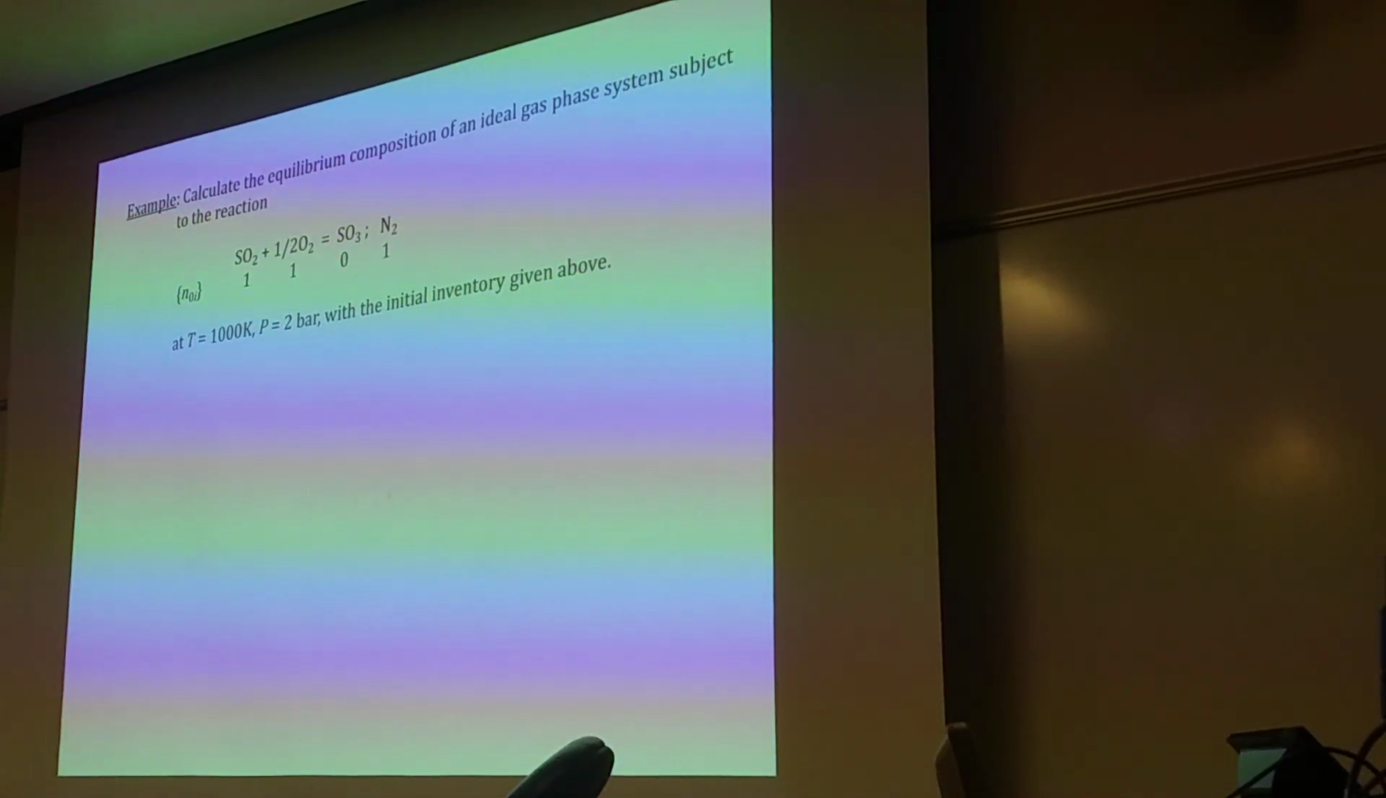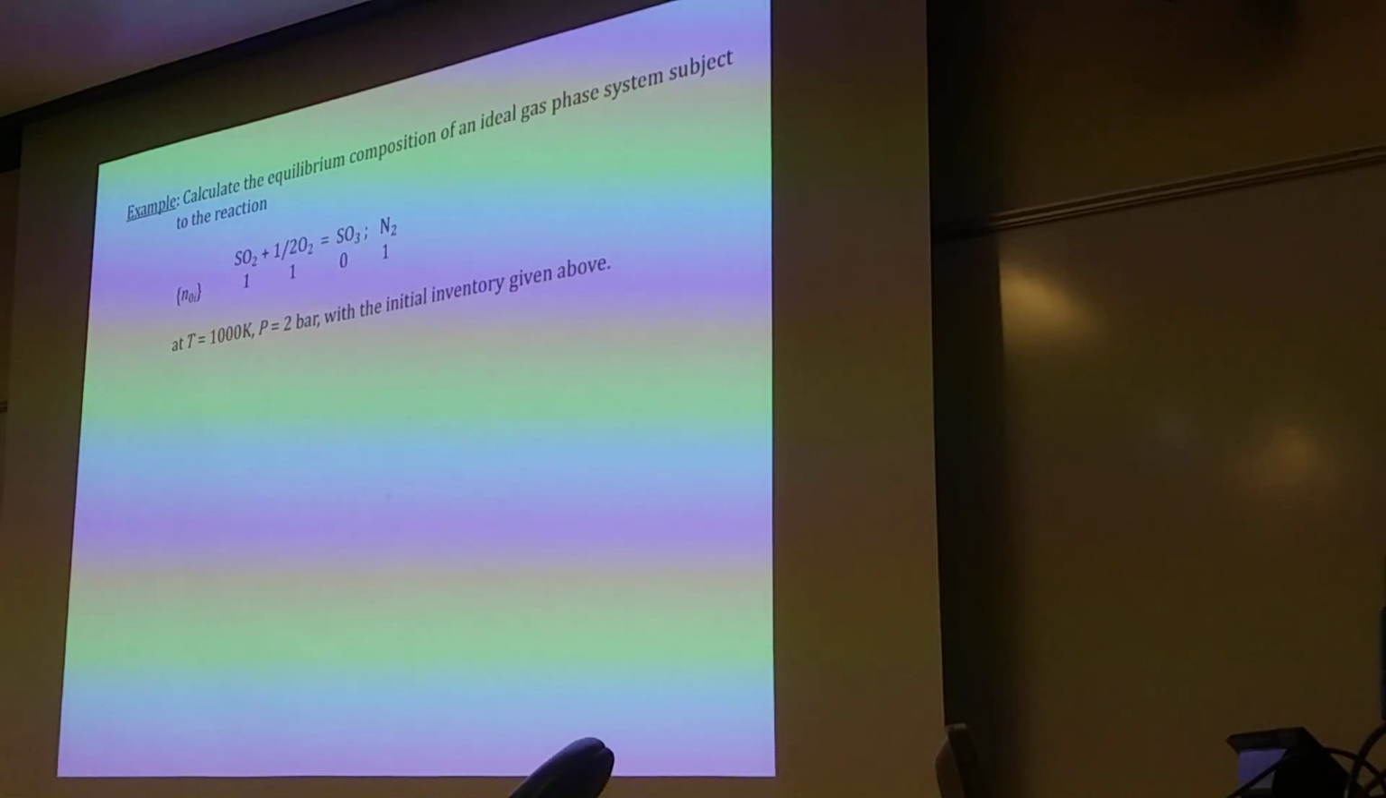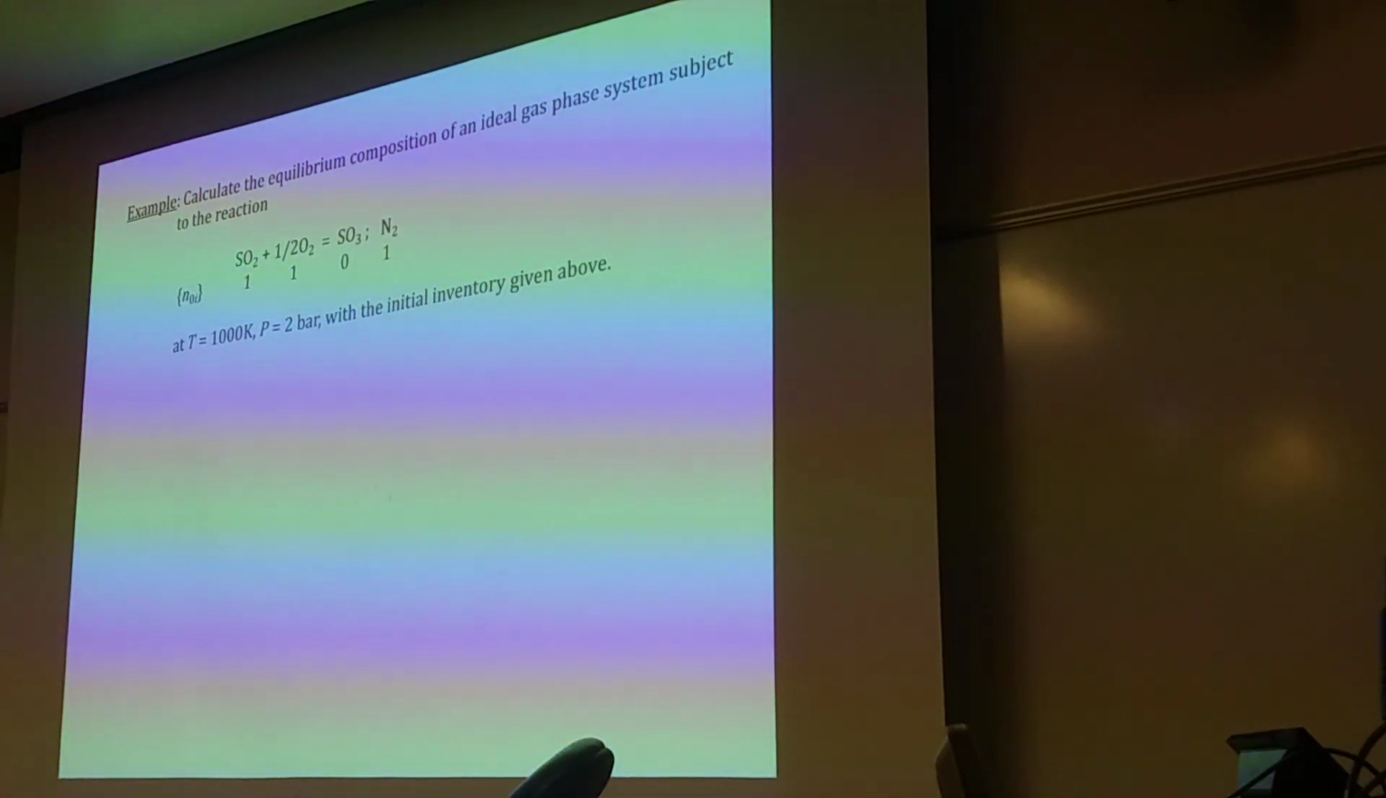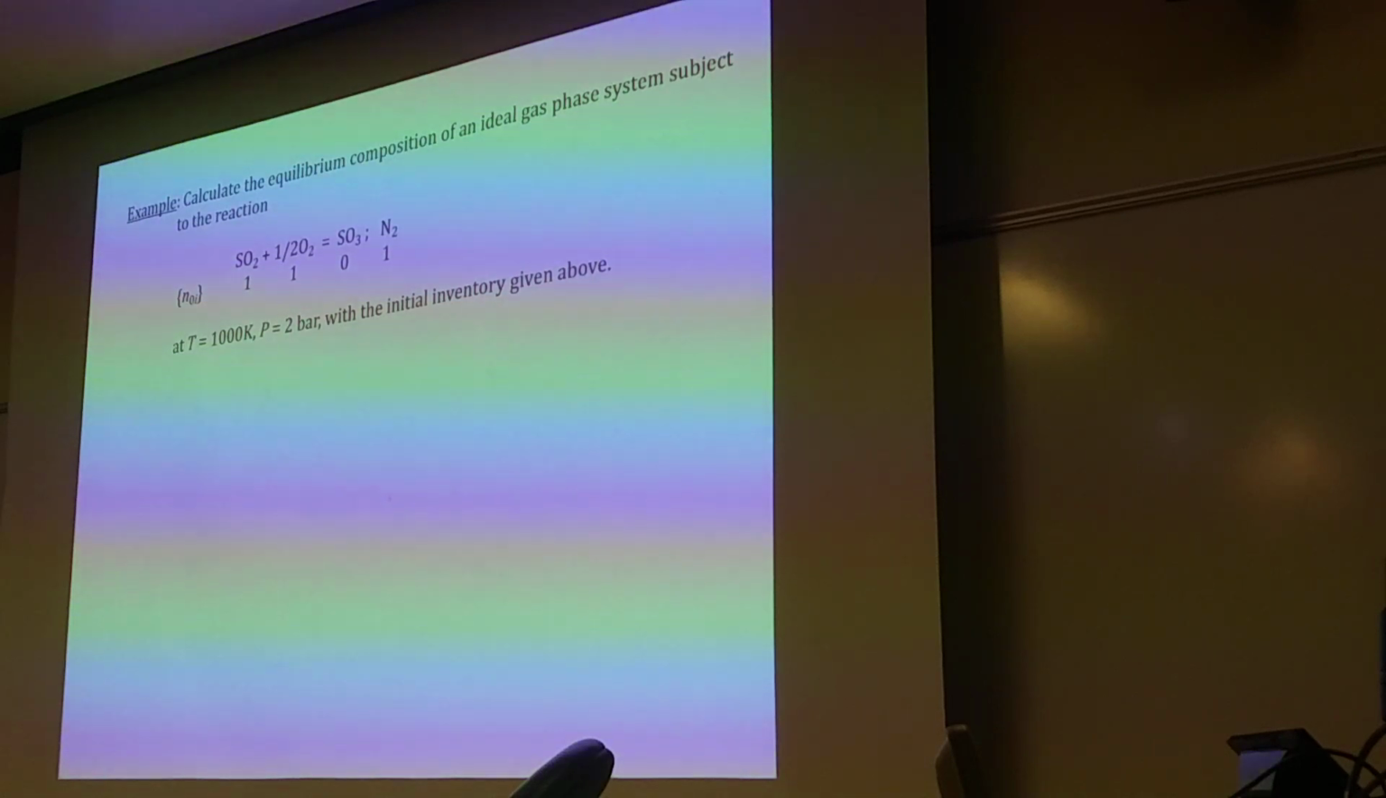That's what I'm going to start out with today. The example I want to take a look at is the equilibrium composition of an ideal gas phase system subject to the reaction where we oxidize sulfur dioxide to sulfur trioxide gas. And we do have some nitrogen present as an inert as well. So here's the standard way we'll write it out. We write the reaction, then I'm listing the initial inventory underneath. I've got a mole each of sulfur dioxide and oxygen, and a mole of the nitrogen. The temperature is set at 1,000 degrees K, and we'll set the pressure at 2 bar.